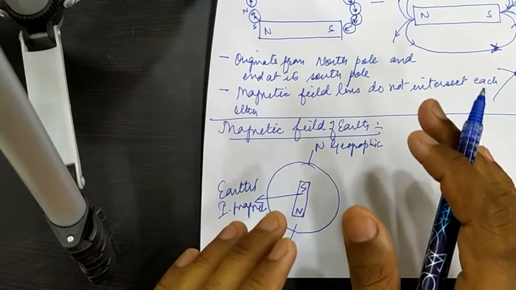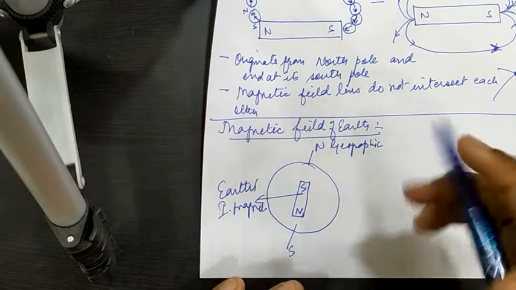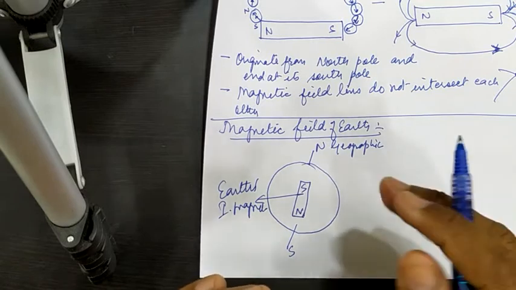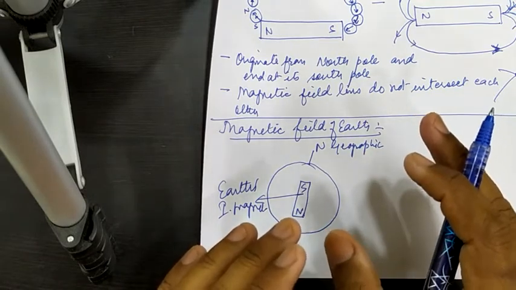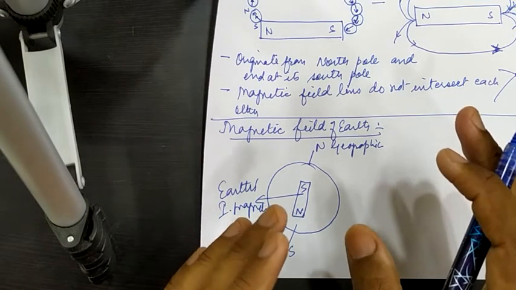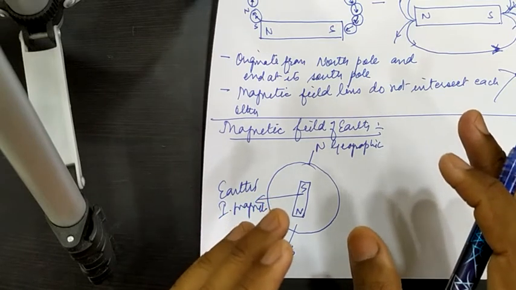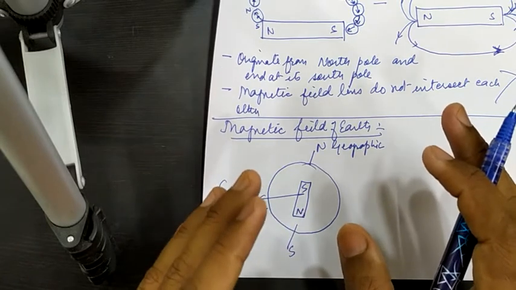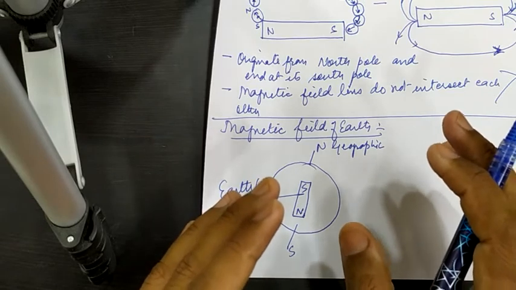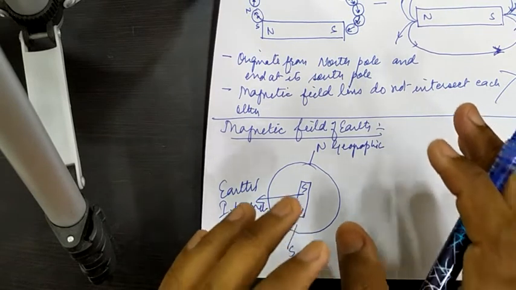More important is that the axis of Earth's magnet and the geographical axis do not coincide with each other. Both these axes, the geographic and Earth's imaginary magnetic axis, don't coincide. The axis of Earth's magnetic field is inclined at an angle of around 15 degrees with the geographical axis. Due to this, a freely suspended magnet makes an angle of about 15 degrees with the geographical axis and points only approximately in the north-south direction, not the actual direction, but towards north-south.